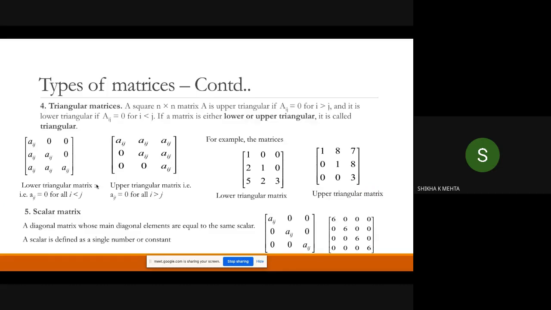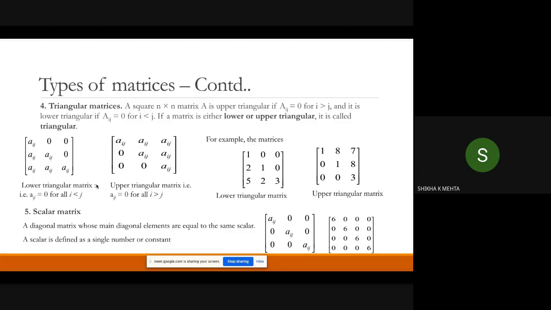Then we talk about the triangular matrices. Here, if you have a square matrix, that means the number of rows is equal to the number of columns, then we call it a square matrix. And it is an upper triangular matrix if a_ij is equal to 0 for i greater than j. It is called the lower triangular matrix when, here you can say, the first one is the lower triangular matrix where the upper values are 0, 0, 0, and i is less than j.